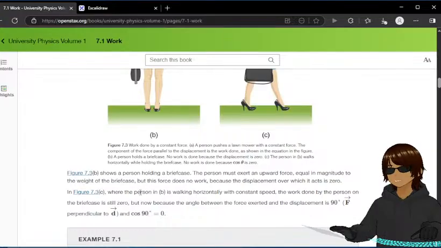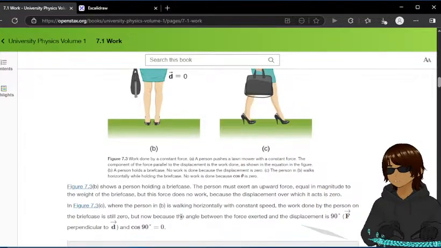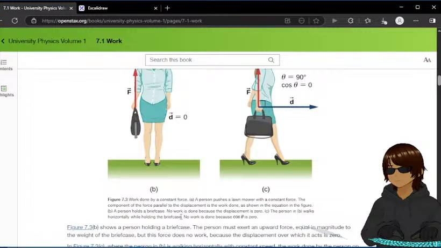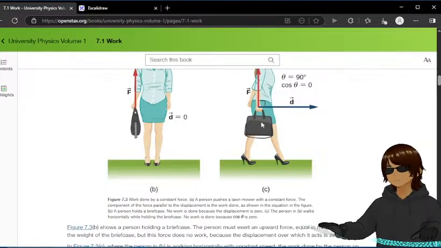In figure 7.3c, where the person is walking horizontally with constant speed, the work done by the person on the briefcase is still zero. Now the angle between the force exerted and the displacement is 90 degrees, and cos 90 is zero. So this upward force is doing no work when it comes to moving this bag horizontally.